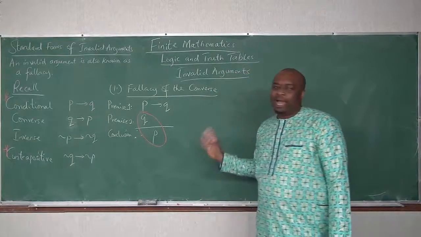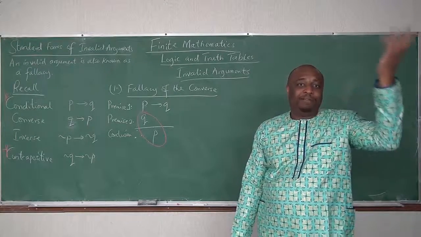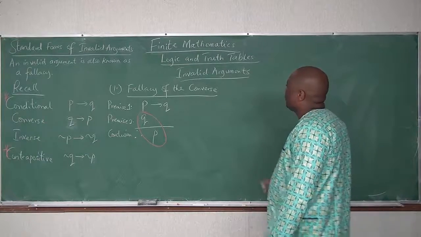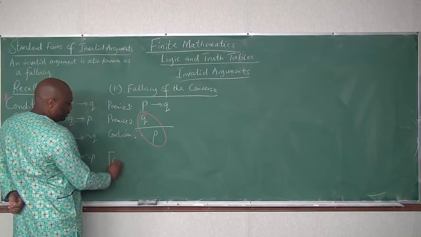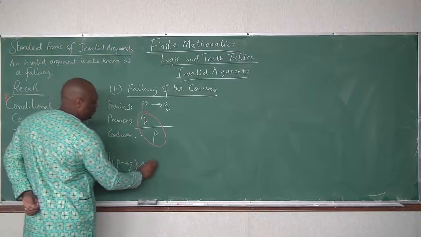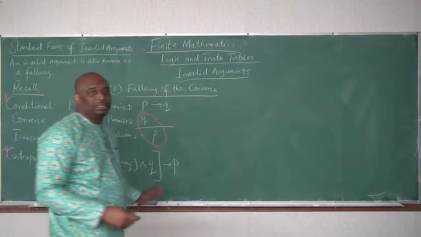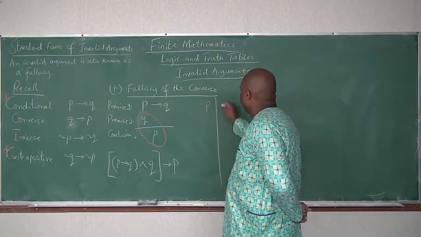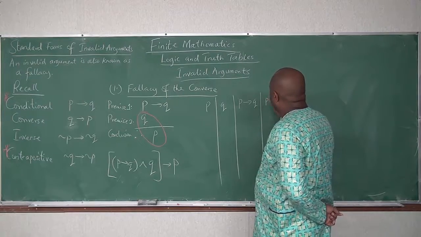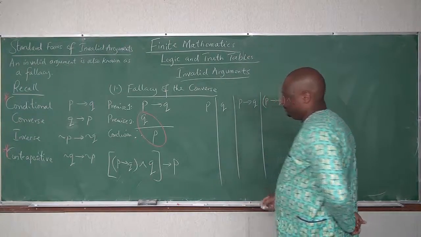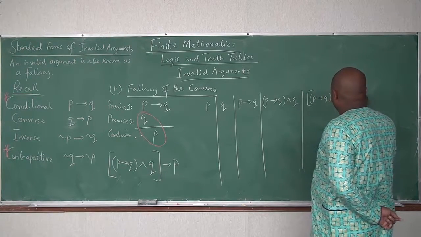So let us verify the invalidity of the arguments using the two methods we talked about in the previous video. Let's use the first method, which is by formula and truth tables. So this will be premise 1, P implies Q, and premise 2, Q, then implies the conclusion P. Let us draw the truth table for this. We have P, Q, P implies Q, then P implies Q and Q, and then P implies Q and Q implies P.